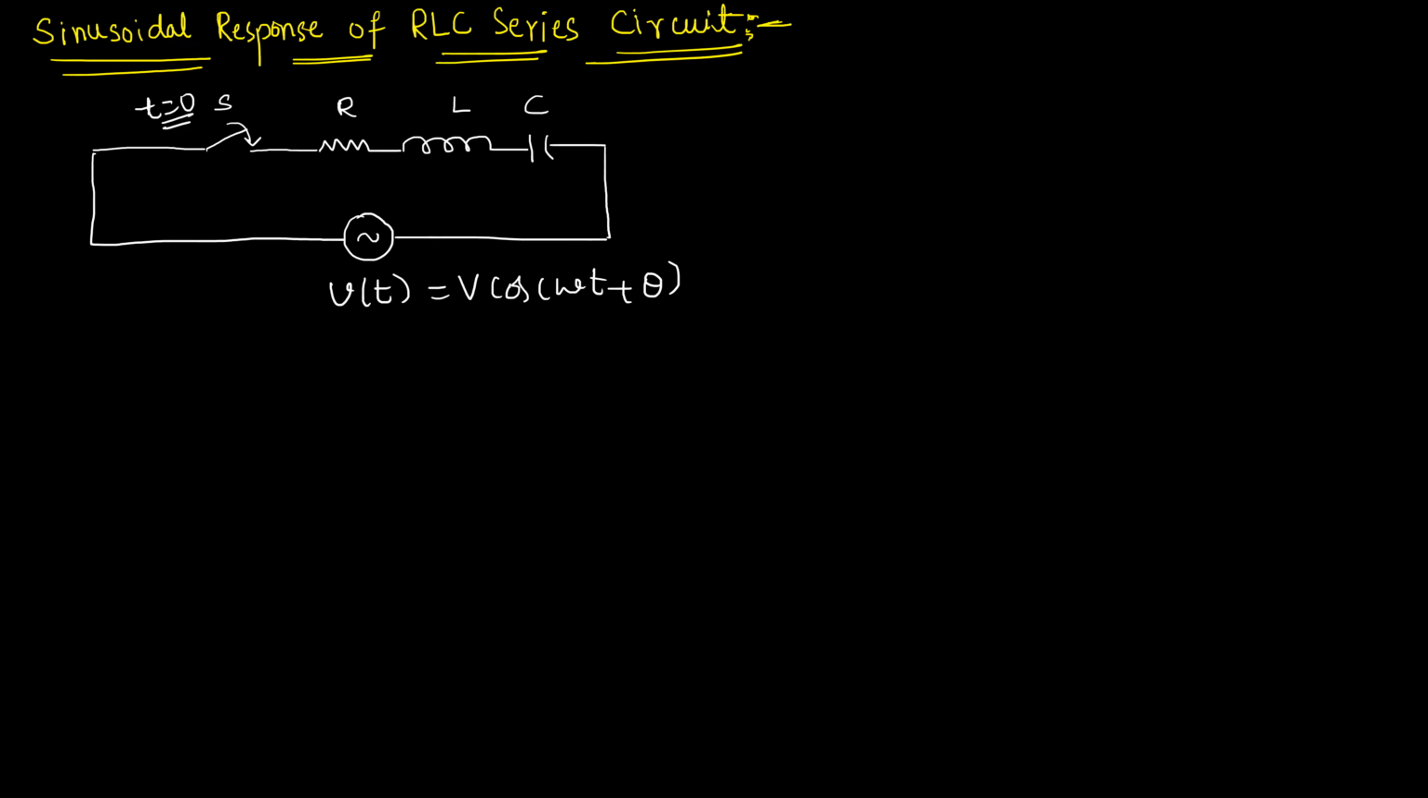We need to assume that initially the inductor and capacitor both were uncharged. So this is the initial condition: the inductor and capacitor both were uncharged. That means the current through the inductor is 0 and the voltage across the capacitor is 0. So these are the conditions for the inductor and capacitor.